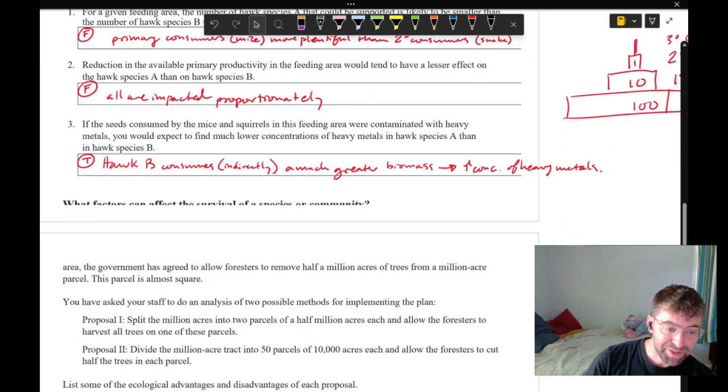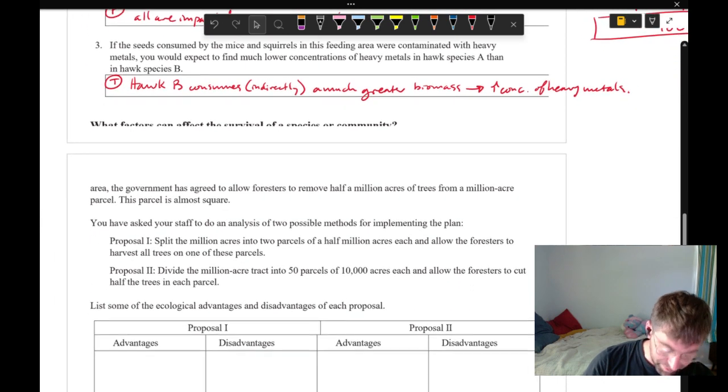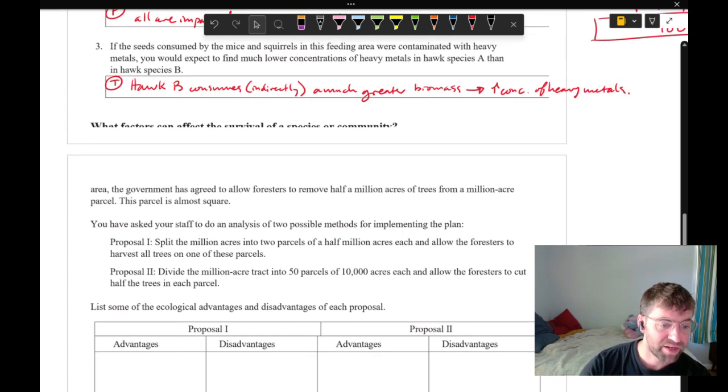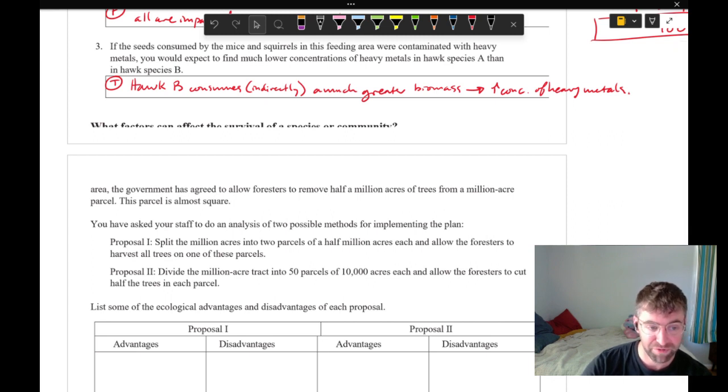What factors can affect the survival of species or community? I'm going to read this off my other screen because it's not appearing here. Making decisions to preserve communities requires an understanding and integration of many factors. Assume you work for the US government and manage a large national forest. You are told that to maintain the economy in the area, the government has agreed to allow foresters to remove 500,000 acres of trees from a 1,000,000 acre parcel. This parcel is almost square. It's going to simplify our math.